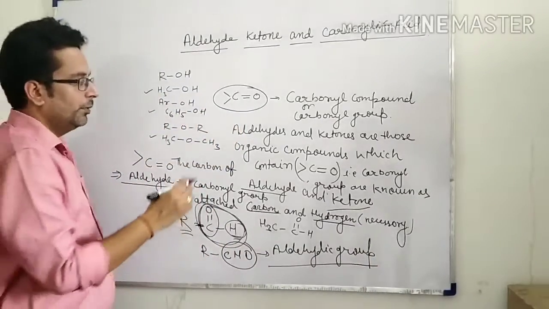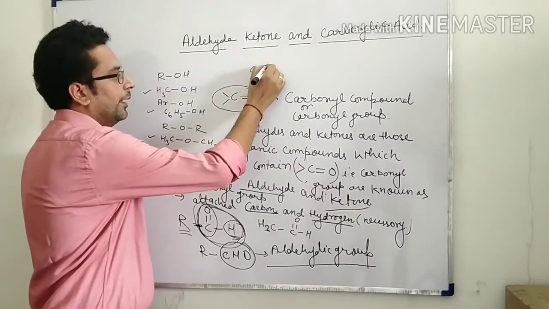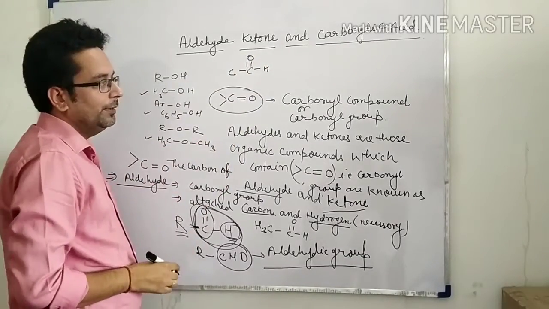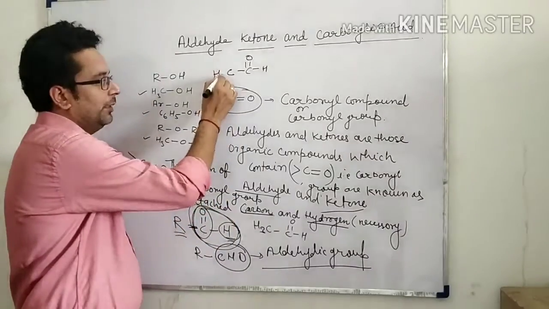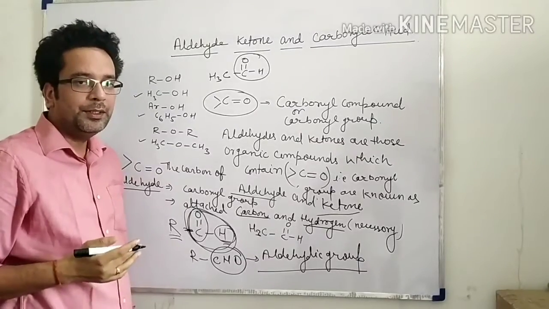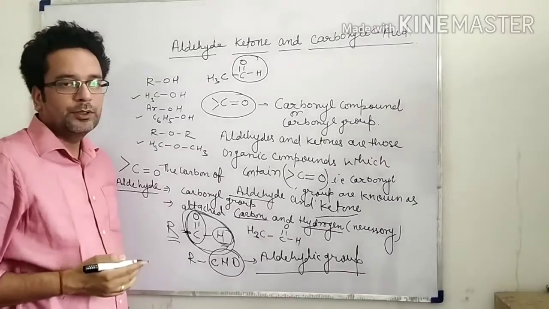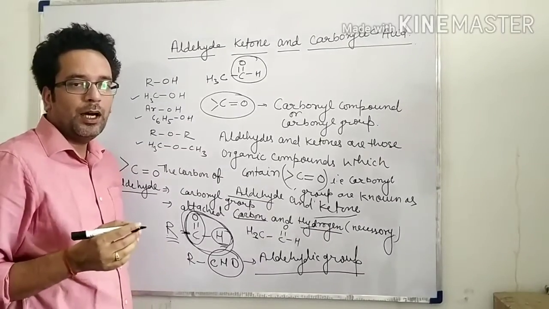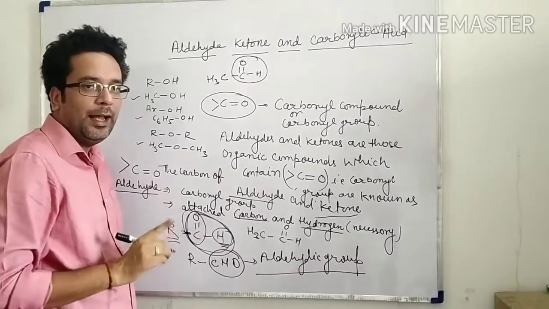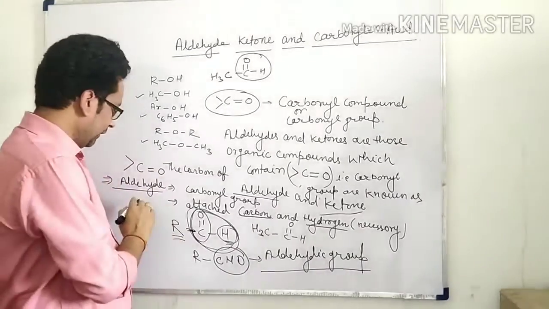So when carbon is attached with hydrogen and another carbon and contains a double bond to oxygen, it is known as the aldehydic group. Example, CH3CHO. This group is known as the aldehyde group or aldehydic group. So aldehydes are those organic compounds which contain a carbonyl group in which the carbon of the carbonyl group is attached with another carbon and one hydrogen. Hydrogen is necessary. So this is the case of aldehyde.